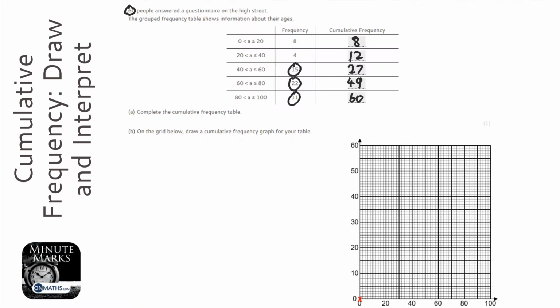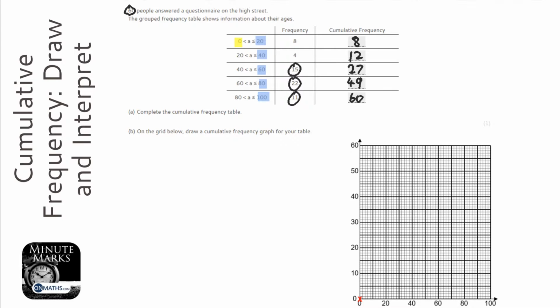Okay, so the next thing we need to do is draw it. Now be really careful with this. A lot of people are used to frequency polygons where they're always drawn at the midpoints. Cumulative frequency diagrams are not drawn at the midpoints. You always start at 0 here, and then all of your values are plotted against the maximums in the group.